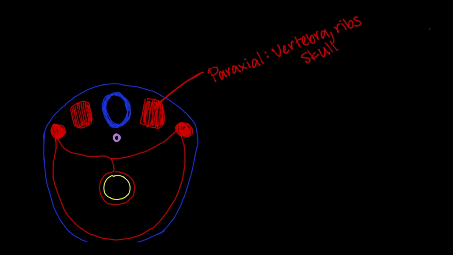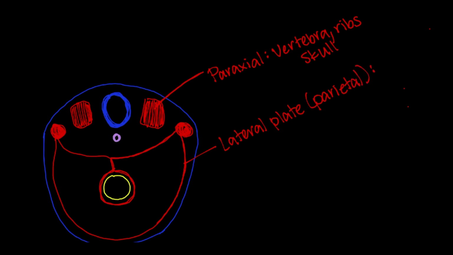And then the other germ layer that we're interested in for this video is called the lateral plate mesoderm. So this is part of the lateral plate mesoderm here. This is the visceral layer, and then we have the parietal layer of the lateral plate mesoderm. So it is this lateral plate mesoderm, specifically the parietal layer, which you might have also heard referred to as somatic. The parietal layer of the lateral plate mesoderm is going to form the bones of the appendicular skeleton, or the bones of the limbs, and the sternum.